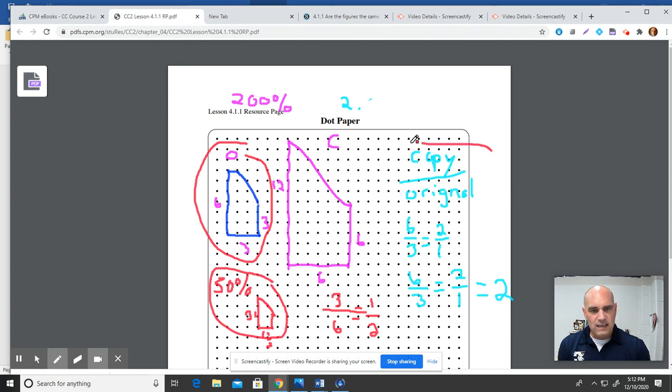The whole key to this in our scale factor is the copy over original. If you haven't done so already, you might want to write this in the back of your notebook. I would write this down: scale factor equals copy over original. That way we know what to do.